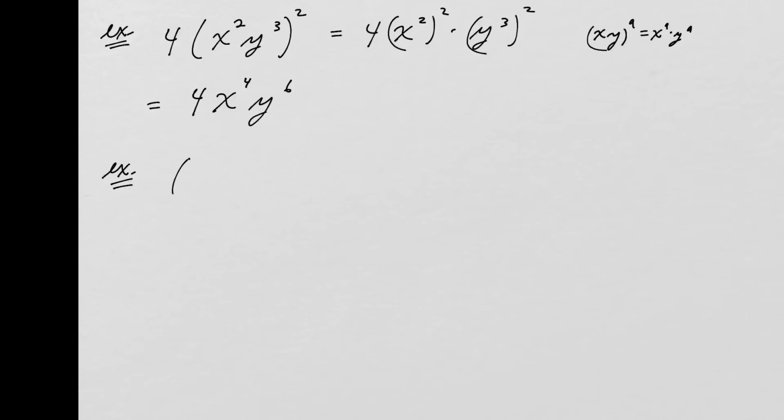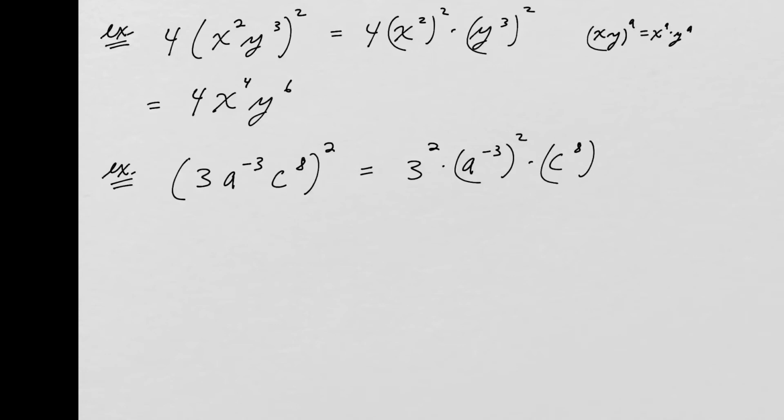All right, what if I have this? 3, a to the negative 3, c to the 8th, squared. And I want to simplify this, and I want to write the final answer so that there's no negative exponents. Okay? So first thing I'm going to do is use the raising a product to a power rule. Each thing inside has got to be raised to the second power, right? So I could say 3 squared times a to the negative 3 squared times c to the 8 squared.